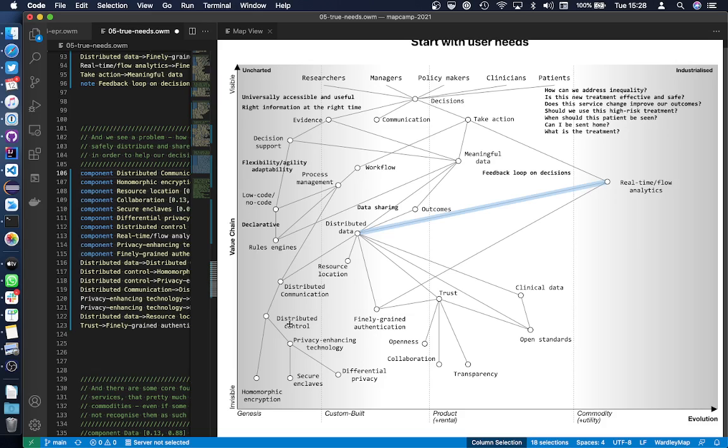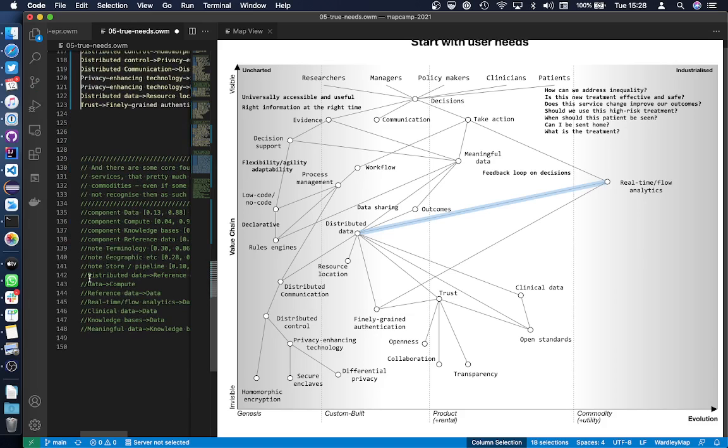We need to be looking really carefully at these modern, new, just on the cusp technologies: secure enclaves, differential privacy mechanisms, and homomorphic encryption. So how can we spread data, make use of data, but do it in a really safe way with an envelope of consent and control from the patient?